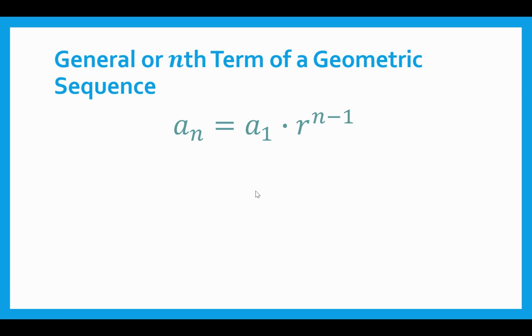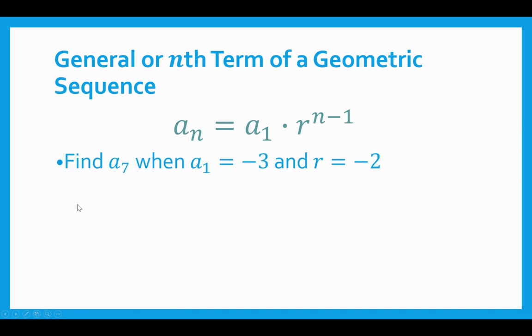The other formula, the final formula, nope, I take it back, not the final formula. This is the formula to find the general or nth term of a geometric sequence. And I have this on that initial slide. I also have it linked in Classroom. If we have an nth term, to find it, we need to know the first term, and we multiply it by r to the n minus 1.